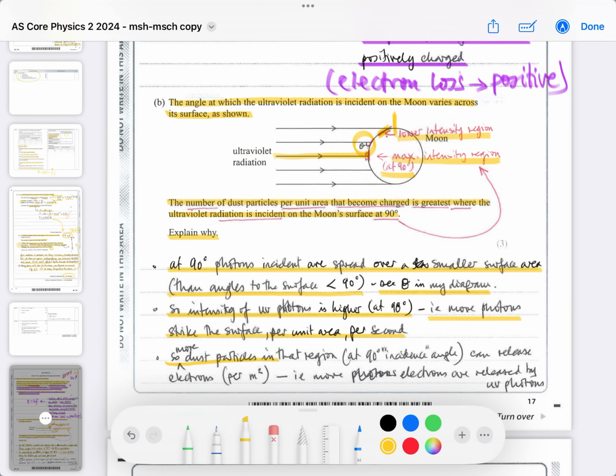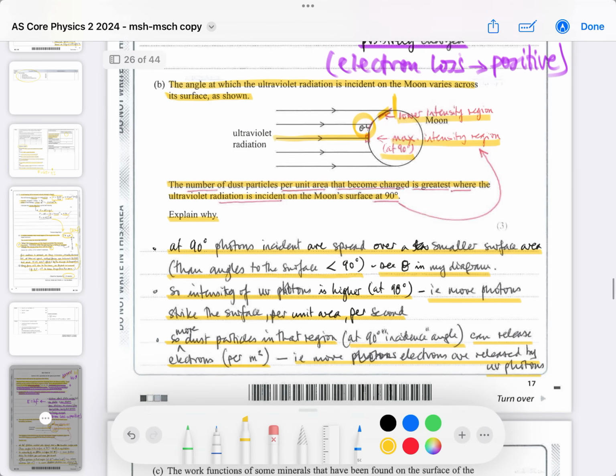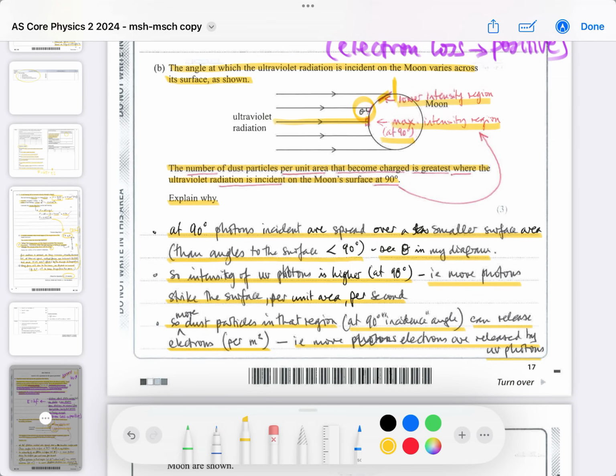So more dust particles in that region, when it's a 90 degree incident angle, can release electrons, because more of them are going to get the energy from these high energy ultraviolet photons, i.e. more electrons are released by the UV light at 90 degrees to the surface than near the North Pole of the moon. That's exactly the same reason why it's warmer at the equator than the North Pole, because the intensity of sunlight is much greater.